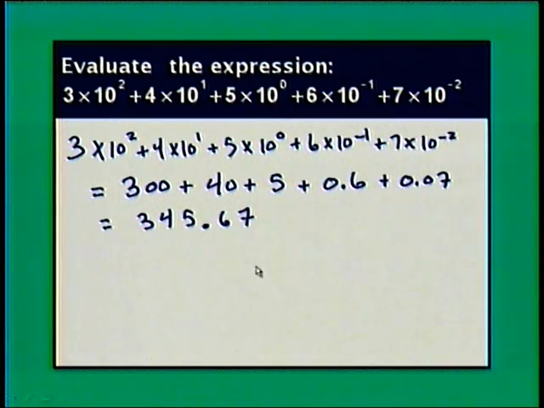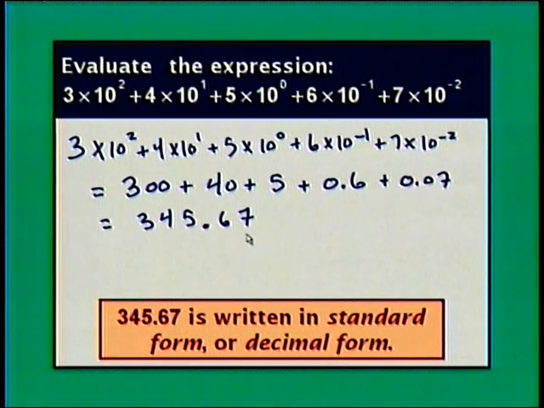That 3 times 10 squared gave us the 3 in the hundreds place. The 7 times 10 to the negative 2 gave us the 7 in the hundredths place. So this number, 345.67, we say is written in either standard form or decimal form.